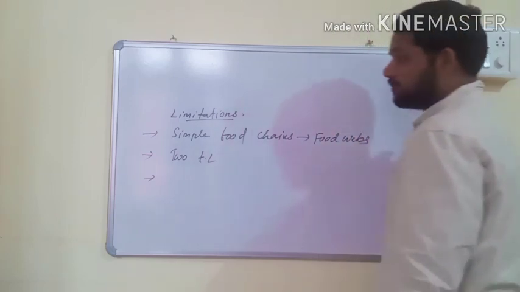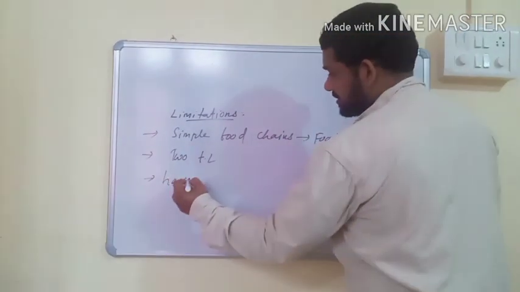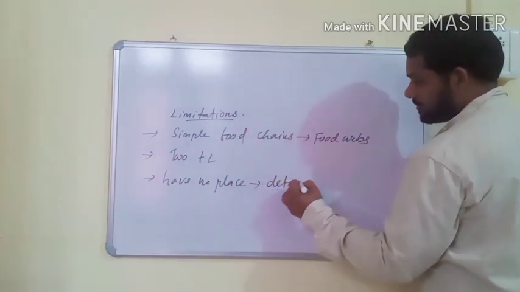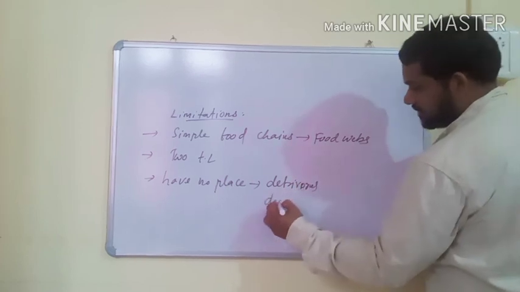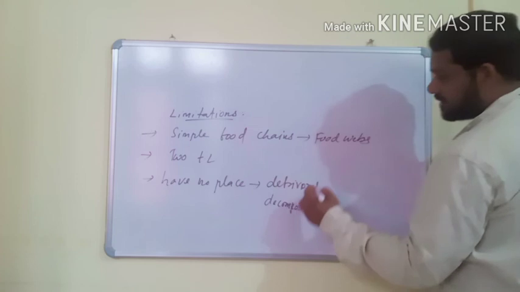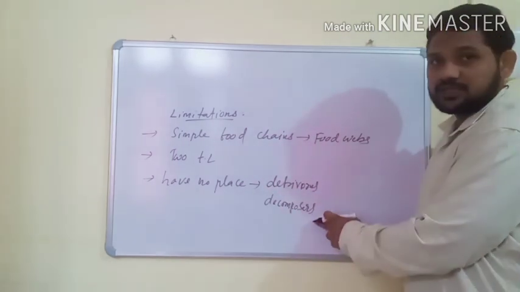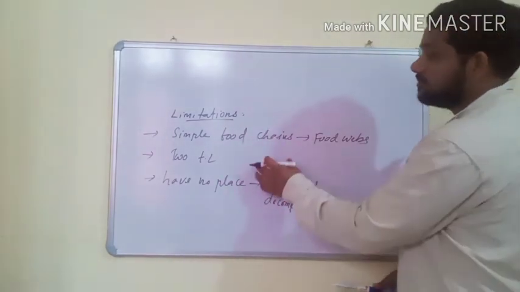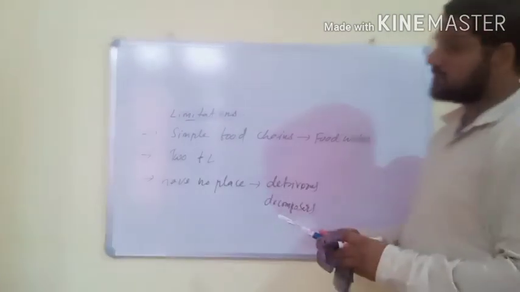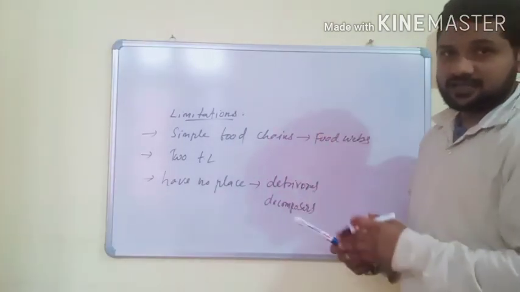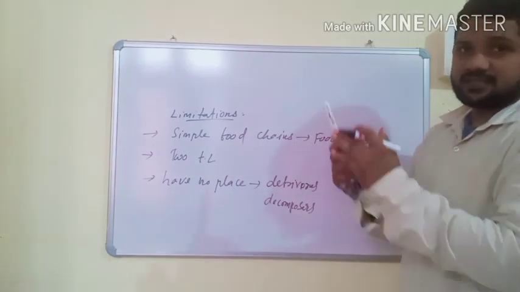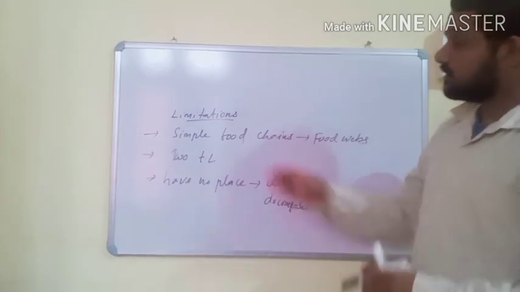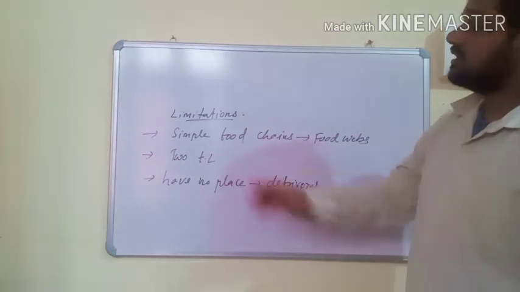And the third one is very important. Ecological pyramids have no place for detritivores and decomposers, though they play a very vital role in ecosystems. So these are some limitations of ecological pyramids. Ecological pyramids are graphical representations, assumptions by some scientists, but they are not real, because of these limitations.